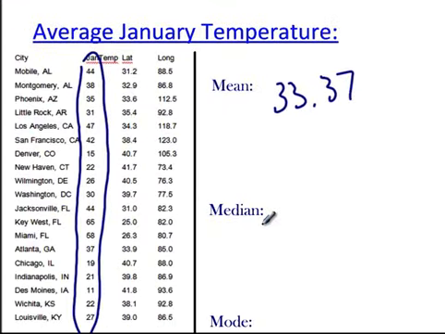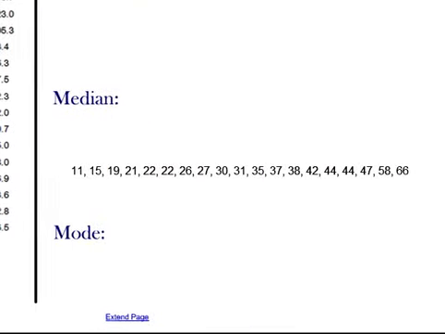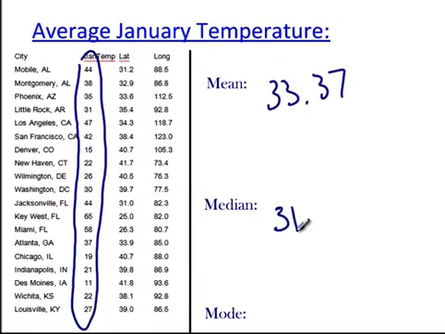To find the median, we're going to take this same list of numbers and put them in order from smallest to largest. The smallest number is 11, so 11 would be first, and then 15, and then 19, and so on. We would put those all in order, and then find the exact center of that list of numbers. So for the median of the temperatures, you should get 31. That's the number right in the center.